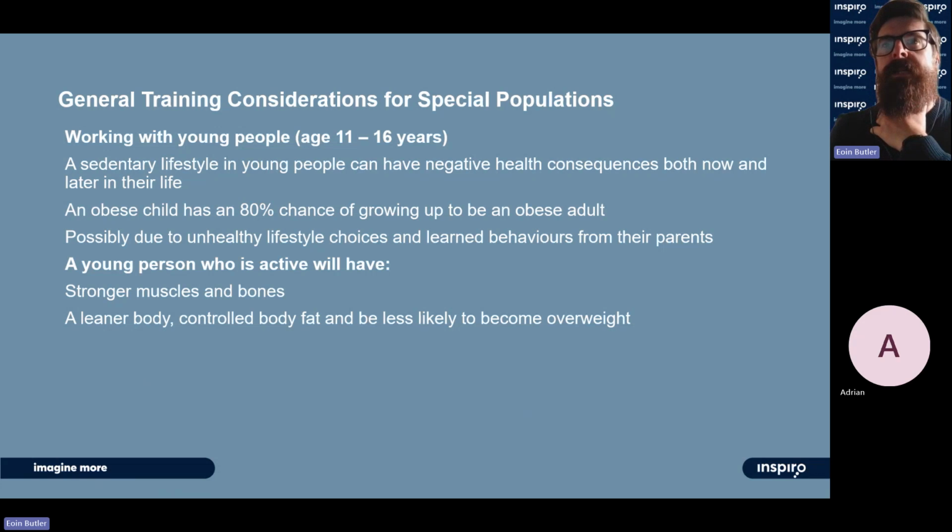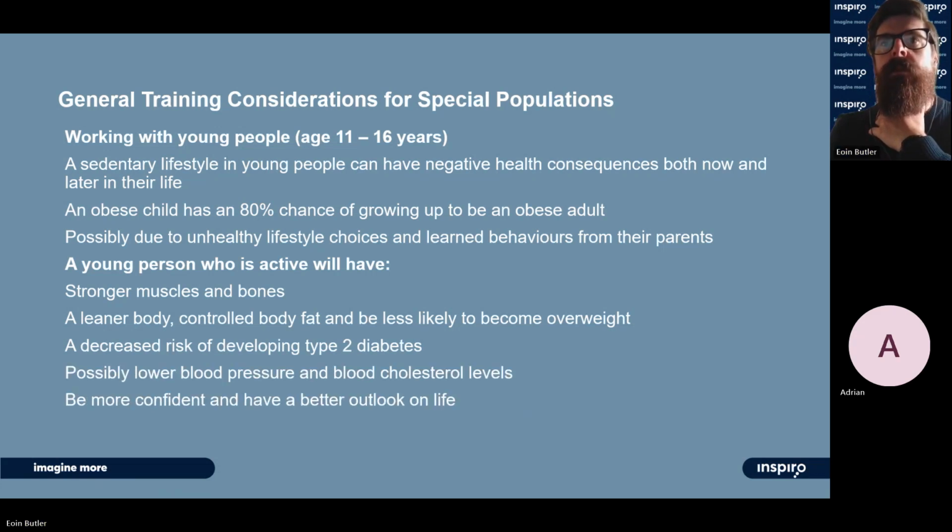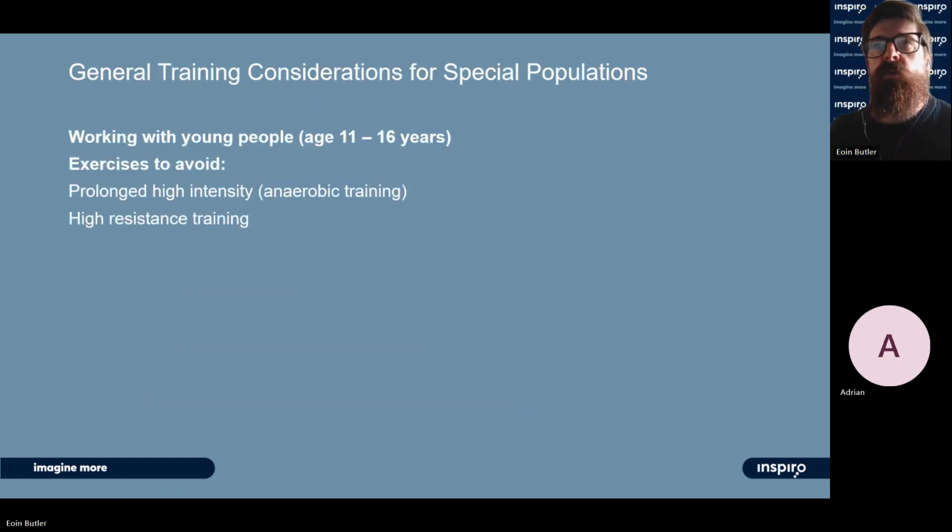A younger person who is active will have stronger muscles and bones, a leaner body, controlled body fat, and be less likely to become overweight, a decreased risk of developing type 2 diabetes, possibly lower blood pressure and blood cholesterol levels, and be more confident and have a better outlook on life.